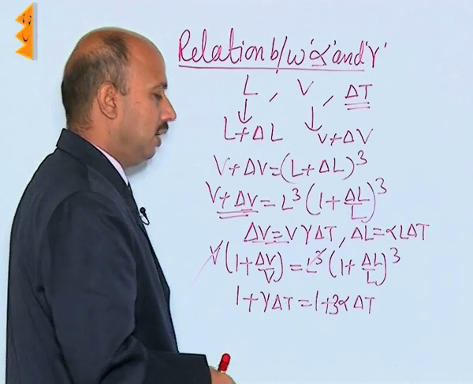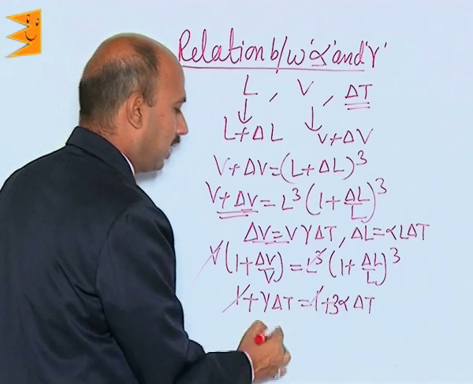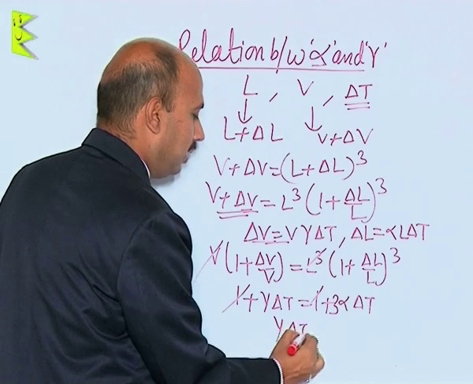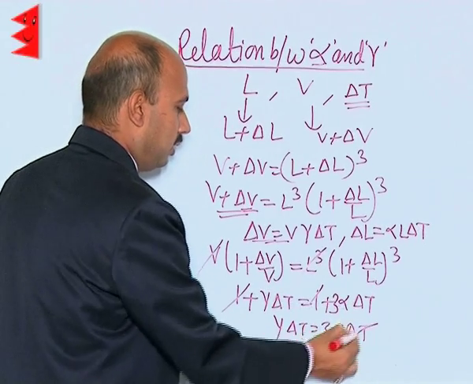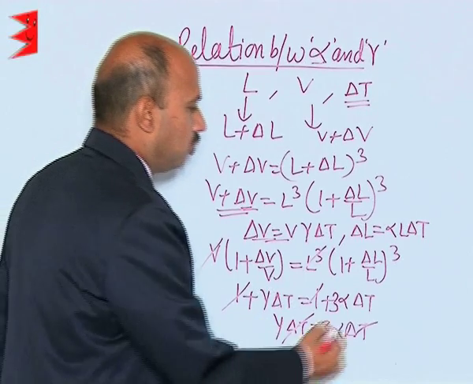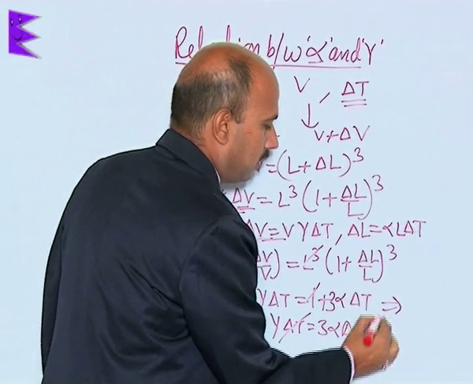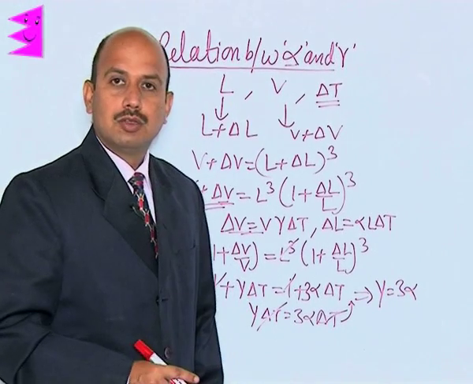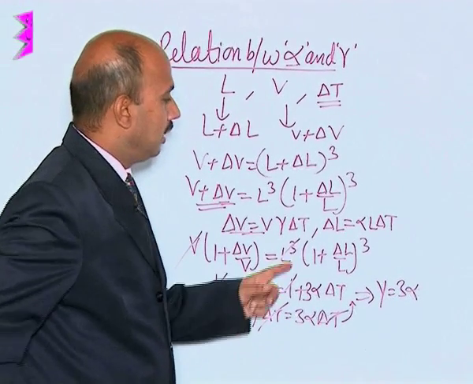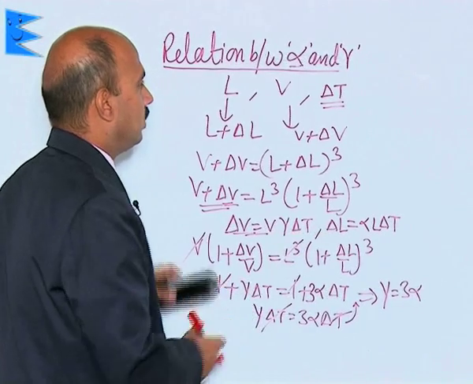So, we can write 3. Now, this 1 will get cancelled. So, gamma delta T is equal to thrice of alpha delta T. I have used here binomial, this and this will get cancelled. So, you will be getting here gamma is equal to 3 alpha. So, now you have got here in this case gamma is equal to 3 alpha.